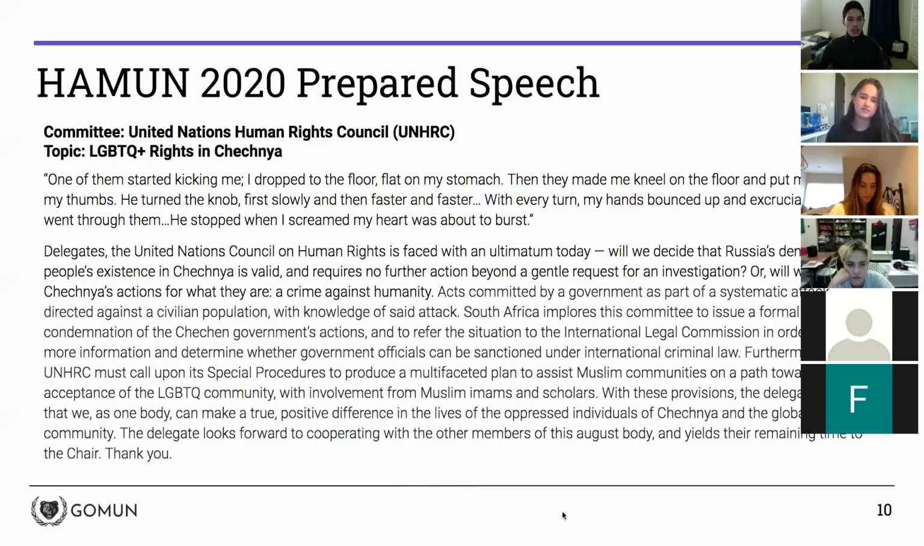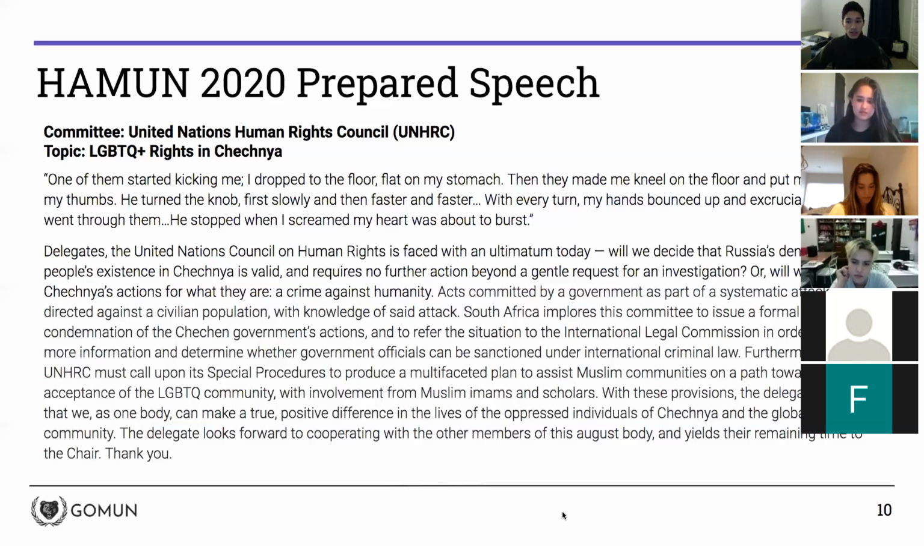Delegates, the United Nations Council on Human Rights is faced with an ultimatum today. Will we decide that Russia's denial of gay people's existence in Chechnya is valid and requires no further action beyond a gentle request for investigation? Or will we recognize Chechnya's actions for what they are, a crime against humanity, acts committed by a government as part of a systematic attack directed against the civilian population with knowledge of said attack?